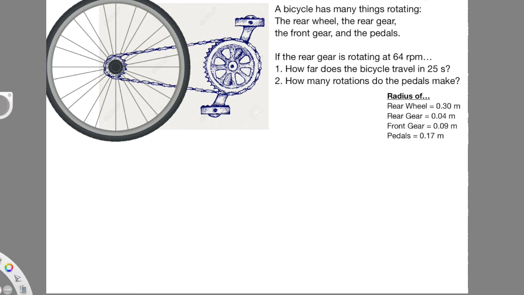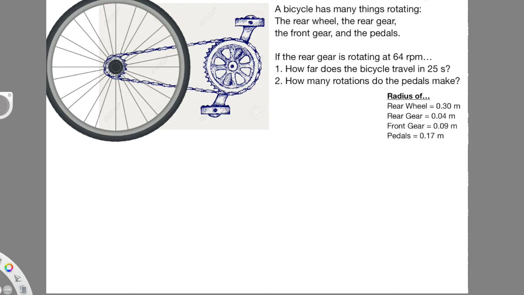All right, as promised, I have a problem similar to this week's workshop problem where we have a system with multiple things rotated, connected by various axles and chains. A bicycle is a great example of this because a bicycle has four things that are rotating. Actually, more than four, but we're going to focus on these four.